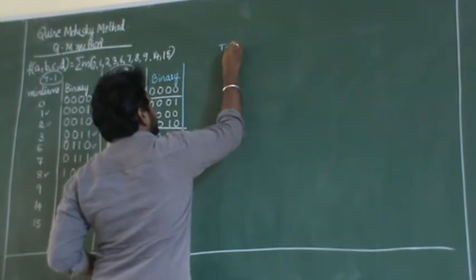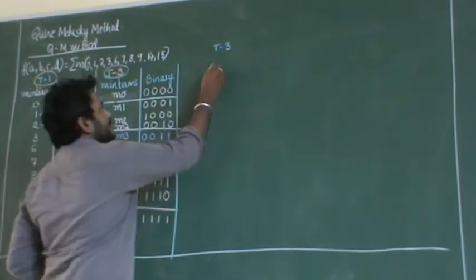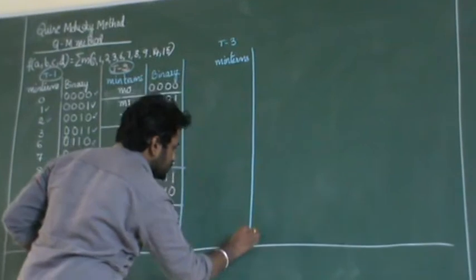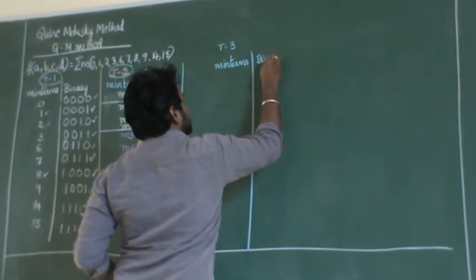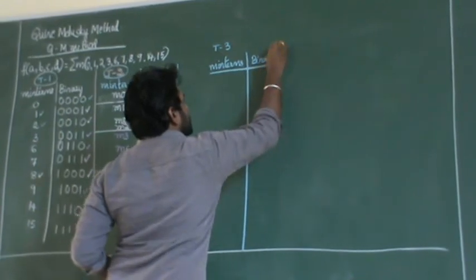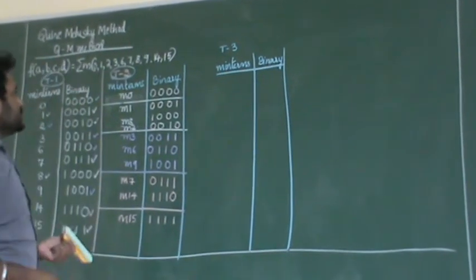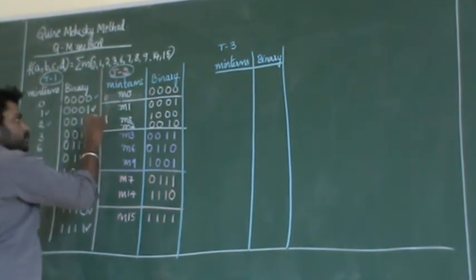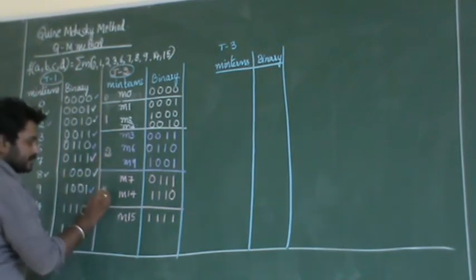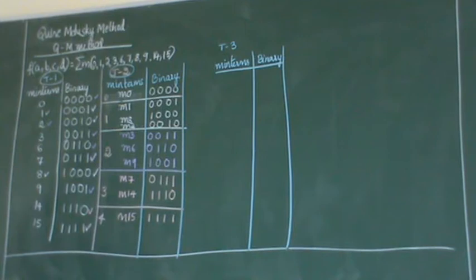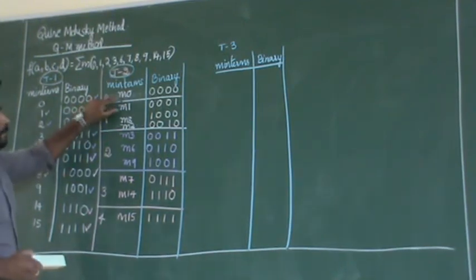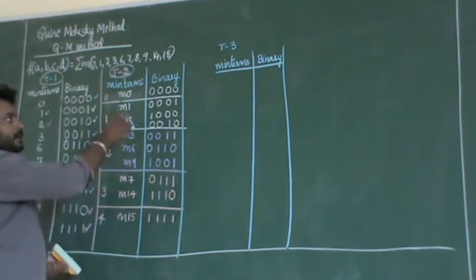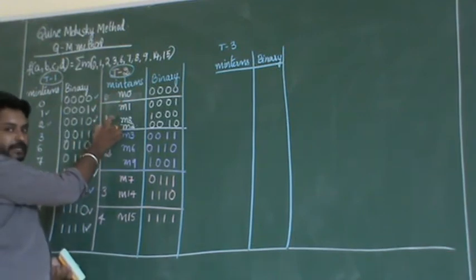So how to write table number 3 is, again write down the minterms, which is very important. Follow properly. Minterms and also the binary representation. This is the 0th group, this is the first group, this is the second group, this is the third group, and this is the fourth group. Now I will compare each and every minterm with the next group. So I am comparing the 0th group with the minterms in the first group.